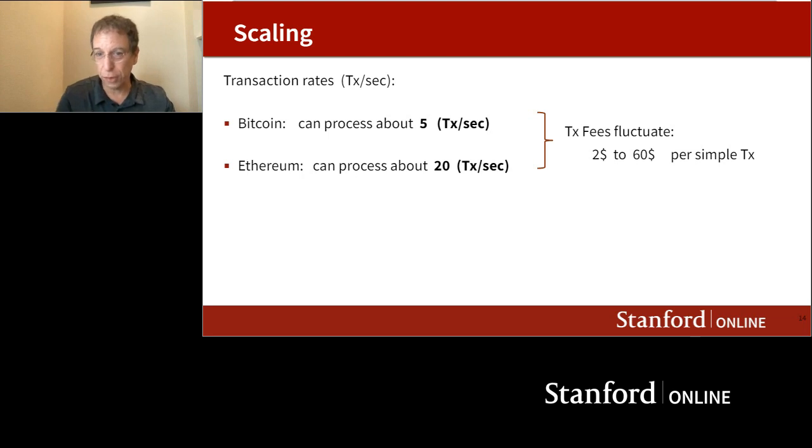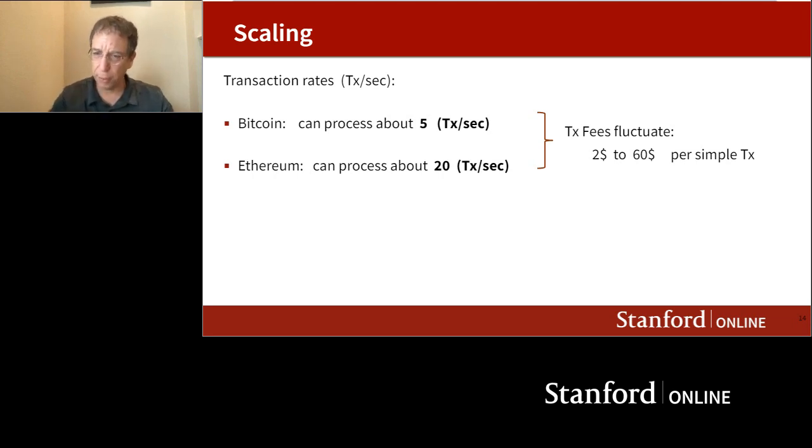Of course, as you know, both Bitcoin and Ethereum have relatively slow transaction rates. Bitcoin can process 5 to 10 transactions a second. Ethereum can process 20 to 30 transactions a second. What's even more disturbing is that transaction fees are quite high. In times of congestion, transaction fees can go up as high as $100 for a simple transaction, and this is really harming the ecosystem.